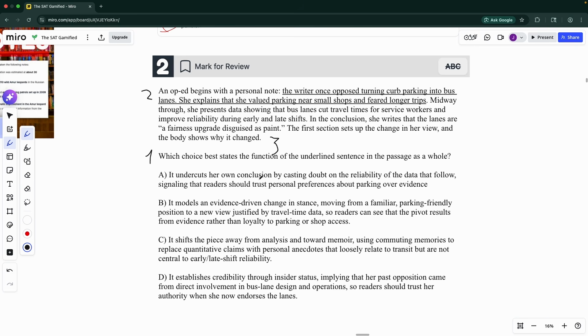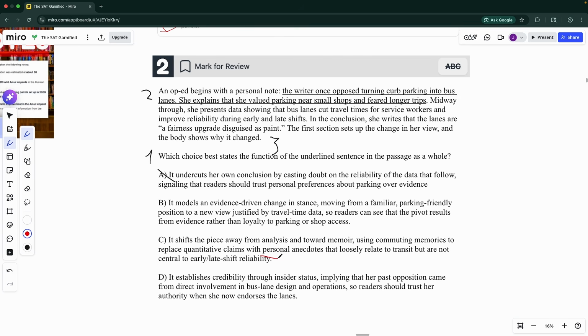It undercuts her own conclusion. Okay, it doesn't really undercut it because it actually makes it feel stronger because it makes her show that she actually had a different idea, but she was just so changed by the evidence that she had to feel this way. It models an evidence-driven change in stance, moving from a familiar parking-friendly position to a new view justified by travel time data, so readers can see that the pivot results from evidence rather than loyalty to parking or shop access. That sounds really, really good, and that perfectly matches the prediction. Let me just check the other ones, but that's probably going to be right. It shifts the piece away from analysis and toward memoir, using commuting memories to replace quantitative claims with personal anecdotes.